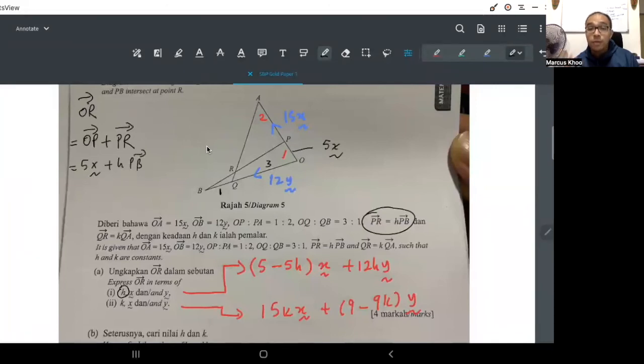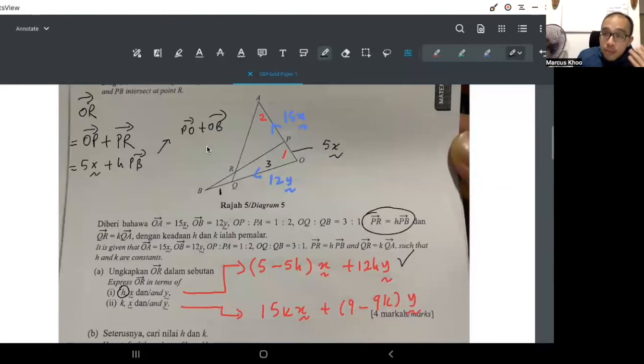Now we need to find PB, which is another story in itself. PB is PO plus OB, so negative 5x plus 12y. Once you do everything and simplify, you should be able to get this answer: (5 minus 5h)x plus 12hy.